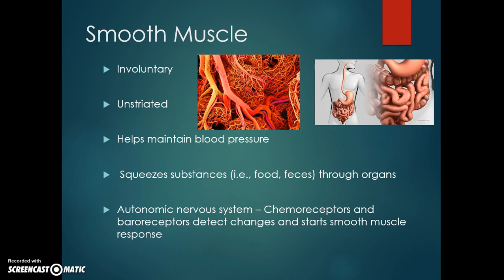Now, you've got something called chemoreceptors. They measure chemicals in the body. You've got baroreceptors, which measure your blood pressure. They detect changes, and due to these changes, they can cause your smooth muscle to start working. So, for example, if your baroreceptors realize that your blood pressure is dipping too much, it will cause vasoconstriction of the smooth muscle in your blood vessels to help increase blood pressure back to normal values.